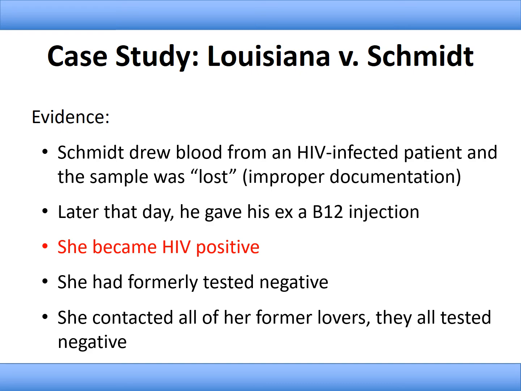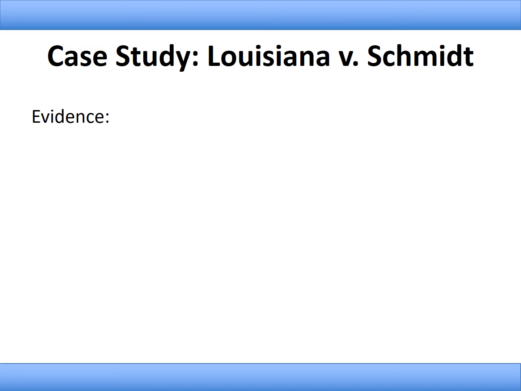The way the law was set up in Louisiana at that time is that when someone newly became HIV positive, they were set up with a representative of the health department who helped them contact and required them to disclose and contact all of their former lovers. So she had to go through that with a representative of the Louisiana health department, but thankfully all of her former lovers tested negative. So that ruled out that she contracted the disease from them.